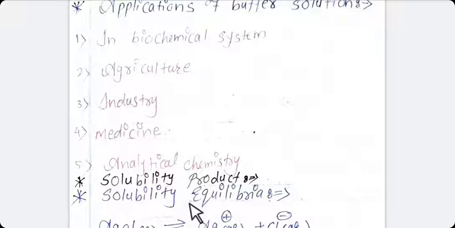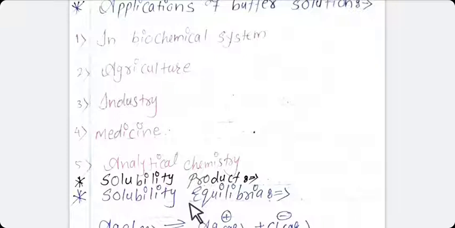So students, suppose we are using some powdered sparingly soluble salt, AgCl, silver chloride, and put it into water and stir vigorously. So we are taking silver chloride and putting it into water, and stirring.